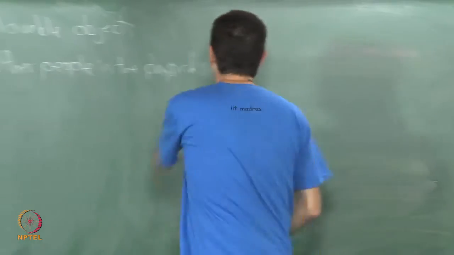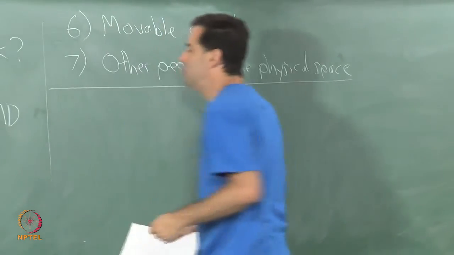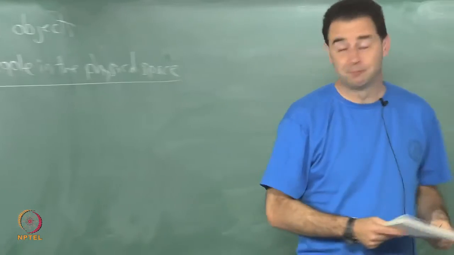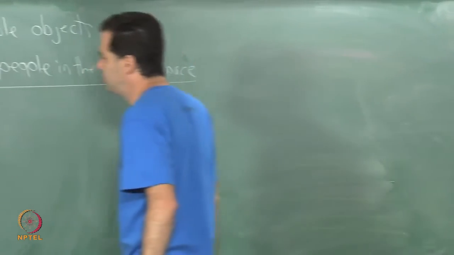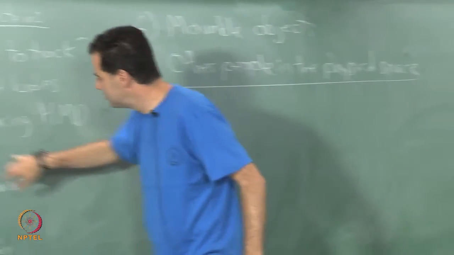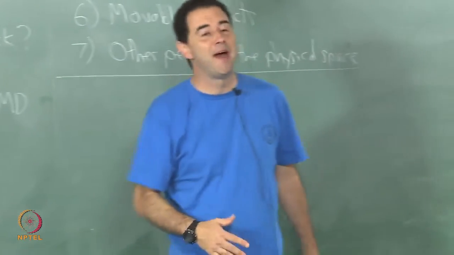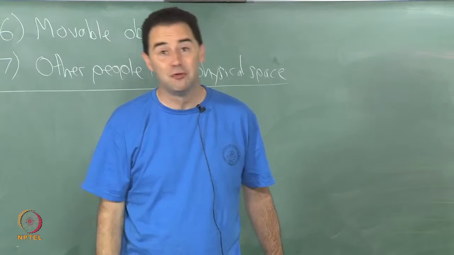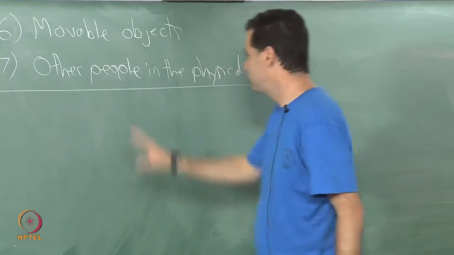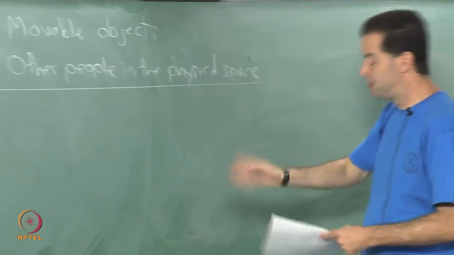All right, so that gives you a bunch of different possible bodies to track, and sometimes these bodies are all attached together, like the head and the eyes and palms of your hands and your fingers. Your whole body's attached together. There are kinematic models you can make and utilize to improve tracking methods. So something to think about. It's not necessarily just a bunch of detached rigid bodies.